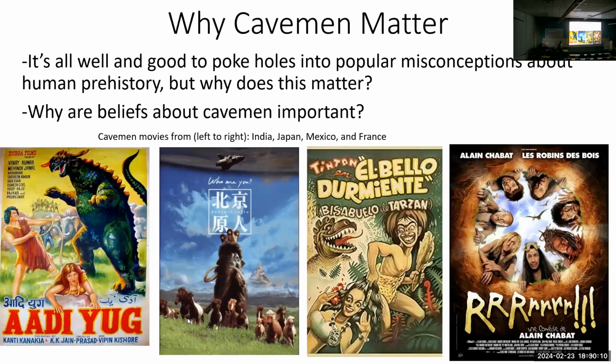Well, part of this, I would argue, is because of how popular and widespread this idea is. These are all movies about cavemen from all over the world. You have movies from India, Japan, Mexico, France. A lot of them portray cavemen as they're traditionally thought of, as dumb, as coexisting with dinosaurs. So this is a really popular archetype that exists across many cultures around the world.